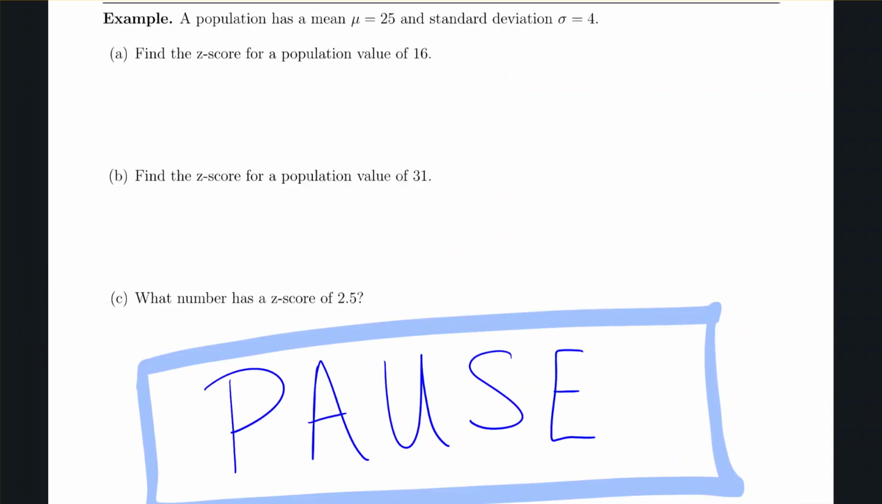So next up, we've got a question about z-scores. Pause the video and attempt parts A, B, and C on your own. Unpause to check your work.